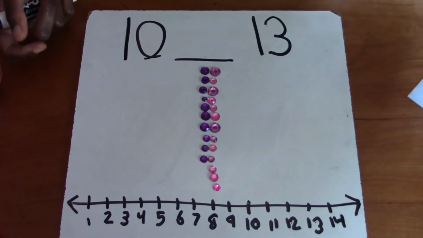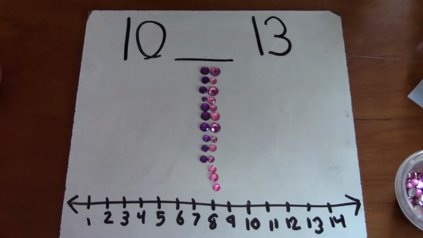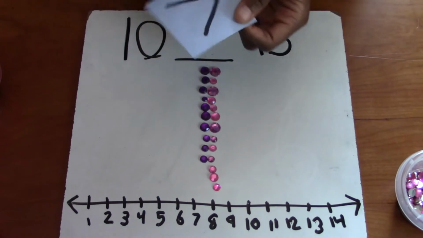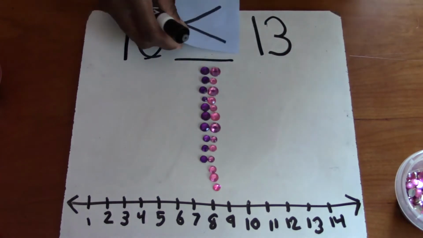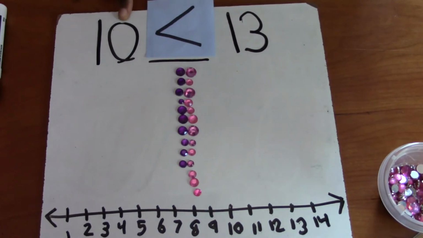So which one is larger? The one with more is the one that's larger. So which one is larger? Excellent job. 13 is larger. So remember, my Pac-Man, he always wants to eat the larger number. So he wants to eat the 13, which means that 10 is less. 10 is less than 13.